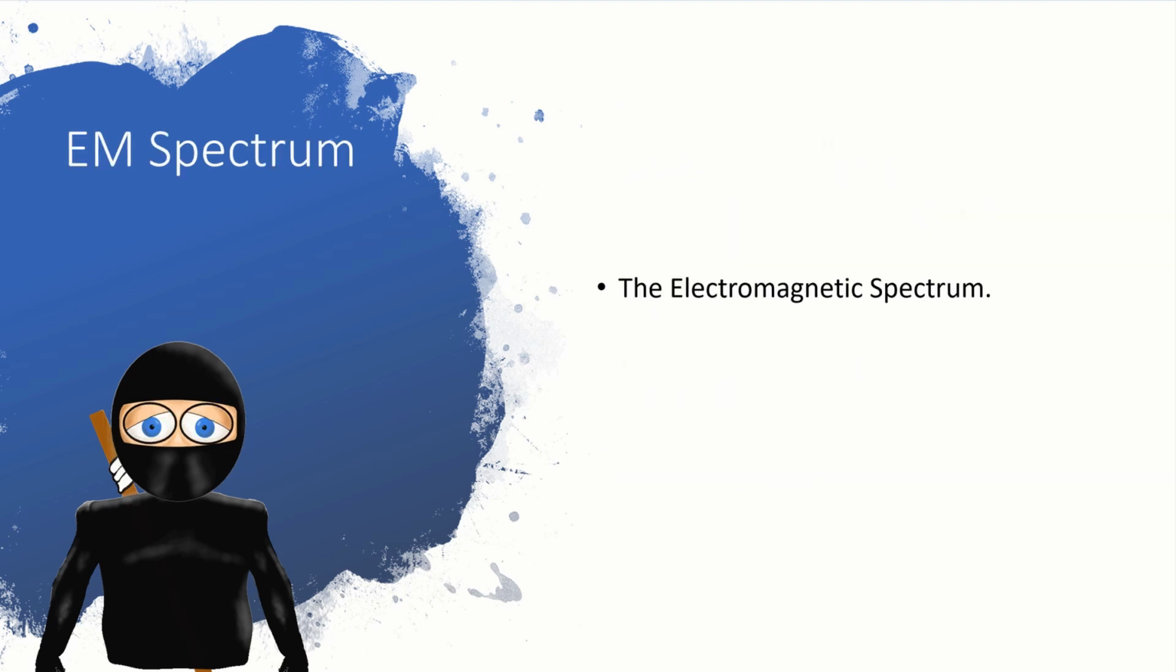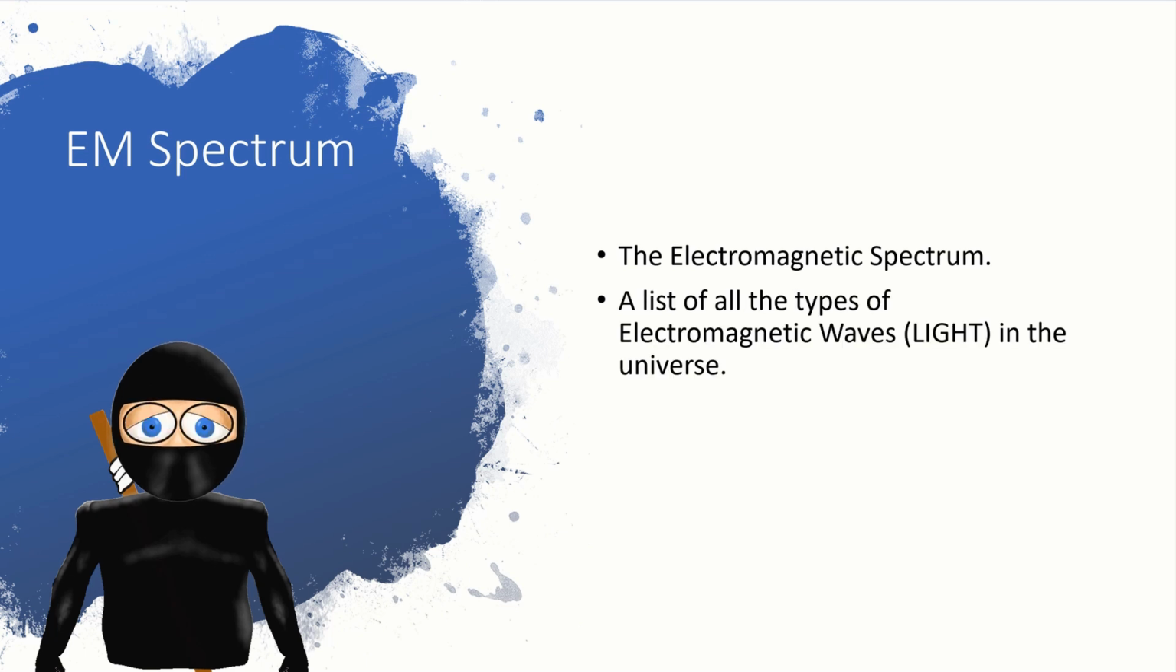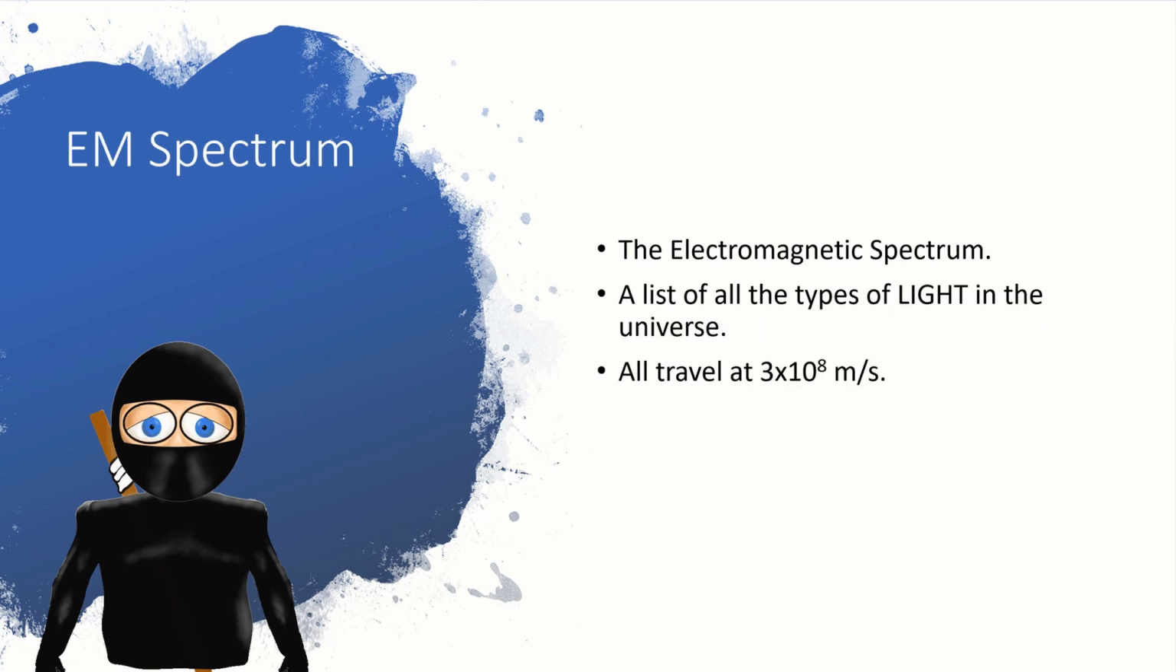So firstly, what does the EM spectrum stand for? The EM spectrum stands for the electromagnetic spectrum. The EM spectrum is a list of all the electromagnetic waves. Another way of saying this is that it's a list of all the types of light. Because all the radiations in the EM spectrum can be thought of as forms of light, they all travel at 3 times 10 to the power of 8 meters per second.